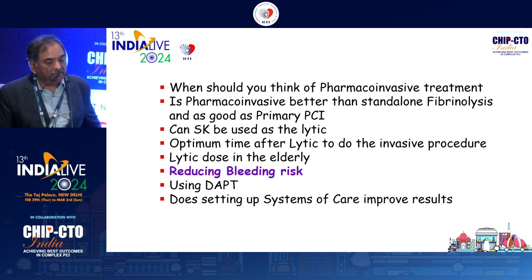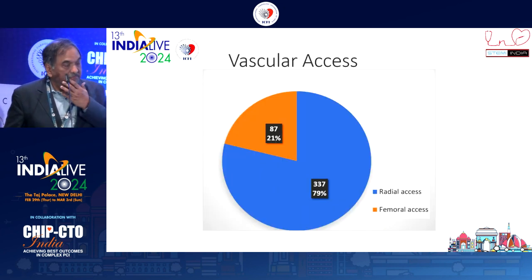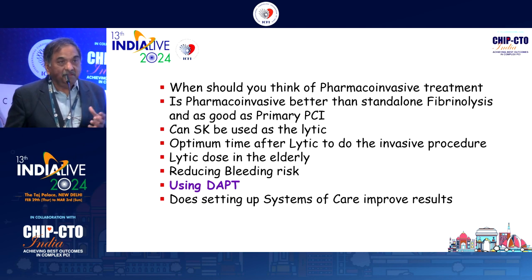How else can you reduce the bleeding risk? And this is again from the TN STEMI program, where about 80% were radial patients, and maybe using a radial procedure, along with half dose in the elderly, would reduce your bleeding risk in this group.